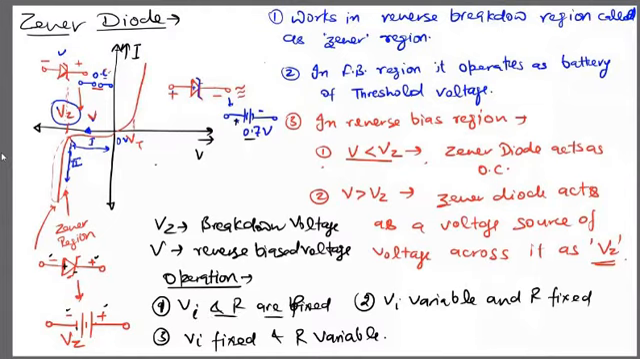First, we will study the operation of the Zener diode in the first case, where Vi and R both are fixed. Okay. So first case, Vi and R both are fixed. Just taking an example.